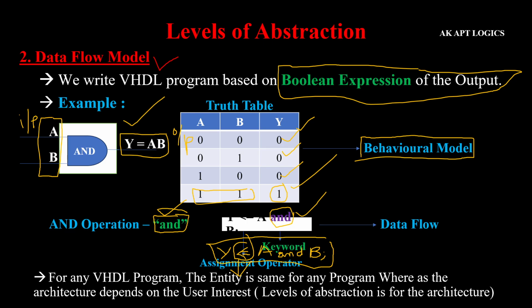And also we are going to write the architecture for that entity only. Previously I have taken the entity FA, full adder. For that entity only, in the architecture you have given "architecture behavioral of FA", where FA is the entity name, right? So we are going to write this architecture for the entity only. That entity will be the same for any level of abstraction.